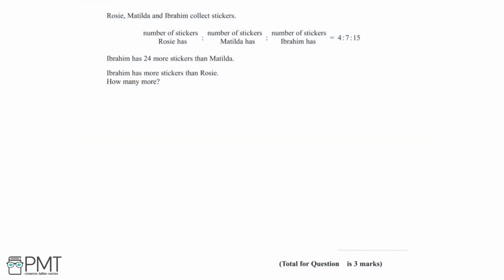In this question, we're told that Rosie, Matilda and Ibrahim collect stickers. The ratio of the number of stickers Rosie has to the number of stickers that Matilda has to the number of stickers that Ibrahim has is equal to 4 to 7 to 15. We're then told that Ibrahim has 24 more stickers than Matilda. We also know that Ibrahim has more stickers than Rosie, and we need to find out how many more stickers that Ibrahim has compared to Rosie.